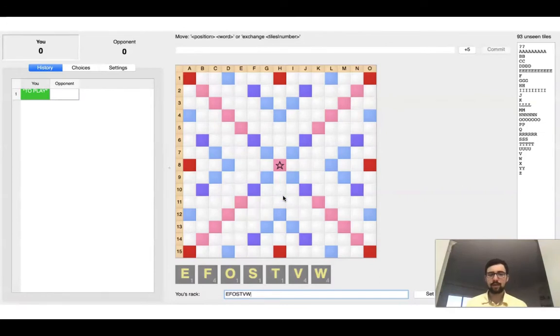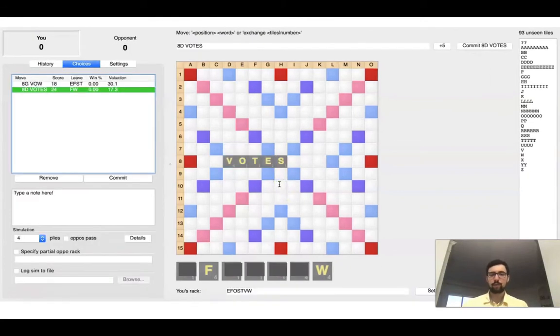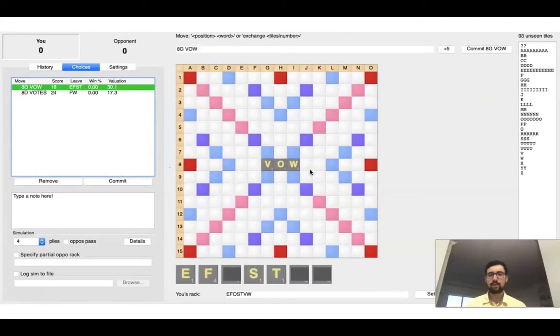Let's take a look at this position. So it's the first turn of the game, and you've got these tiles on your rack. There's a couple of reasonable options here, one of which would be to play the word votes for 24 points, keeping an F and a W, and another of which would be to play the word vow for 18 points, keeping an E, an F, an S, and a T.